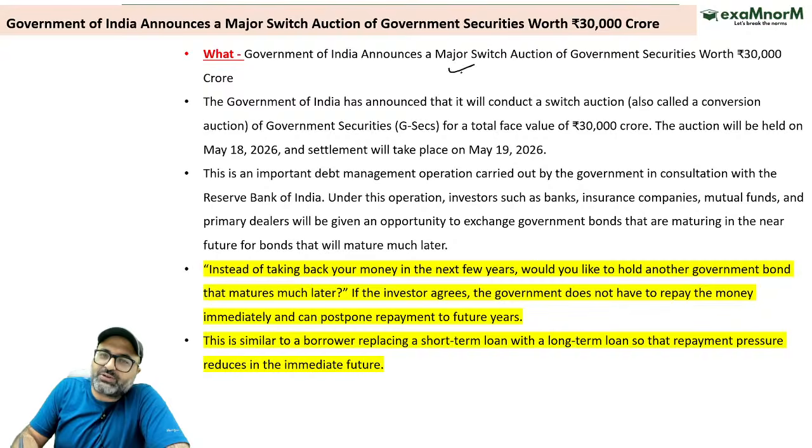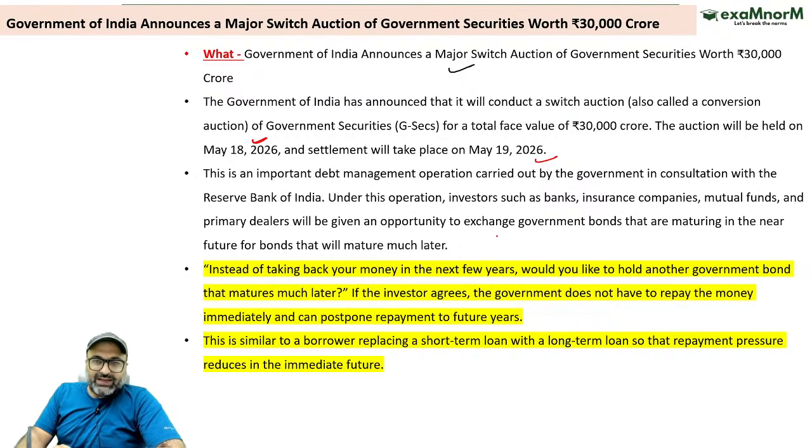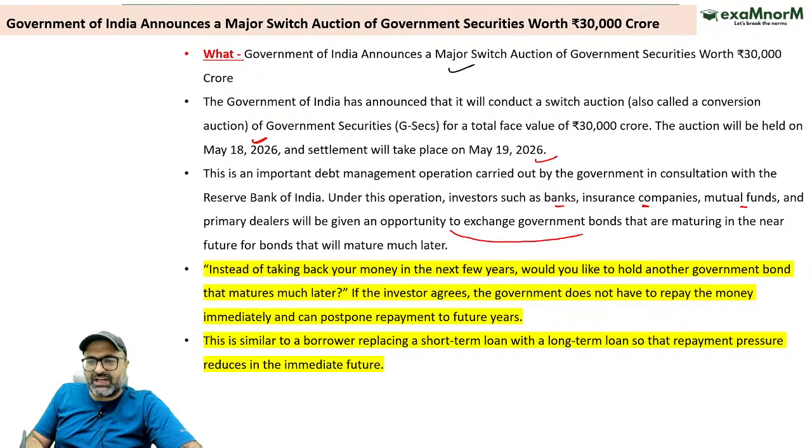So government has announced a major switch auction worth 30,000 crores. This auction is going to be done on 18th of May. Bidding होगी 18th of May को और settlement होगा 19th of May को. Why is it important? Sir, it is important because under this operation, investors such as banks, insurance companies, mutual fund companies, primary dealers are given an opportunity to exchange government bonds that are maturing in the near future for the bonds that will mature later.